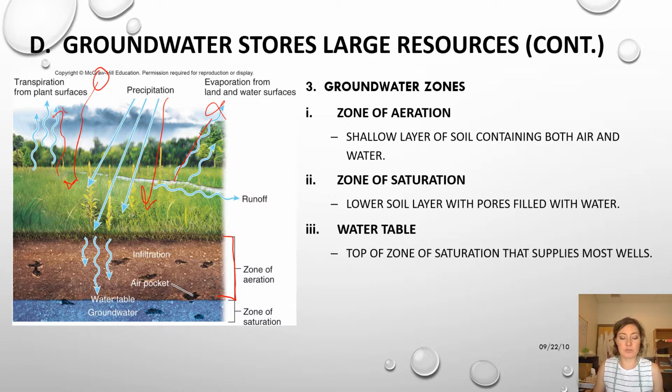Lower soil layers where all soil pores are filled with water are going to be your zone of saturation. So going down a layer, we have our zone of saturation. Think of this as being saturated or filled with water. So there's this distinct line drawn in the sand between your zone of aeration, where you have some air and some water, and your zone of saturation, where you have all water. And the line that is drawn here is called your water table. So this is the top of the zone of saturation. It is that little tiny portion between the zone of aeration and the zone of saturation that's going to supply most wells.